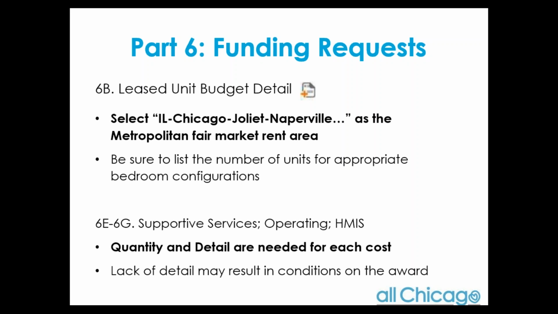And then for 6E through 6G, which is supportive services, operating, and the HMIS budget categories, the quantity and detail will be needed for each cost. So you'll further break down every line item for those particular categories. And it's really important to note that a lack of detail here may result in conditions on your award. Simply putting one FTE is not enough information and does not provide enough detail. So you'll need to provide not only the quantity but also the detail of each cost.